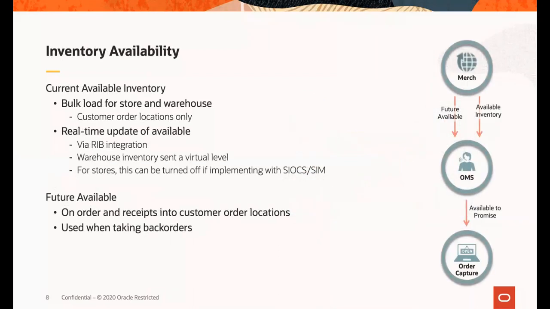Next, we'll talk about inventory availability. This is an area that we've really changed a lot in recent releases. We have basically two different feeds of inventory. One is current available, and one is future available. So current available is basically what's available right now.